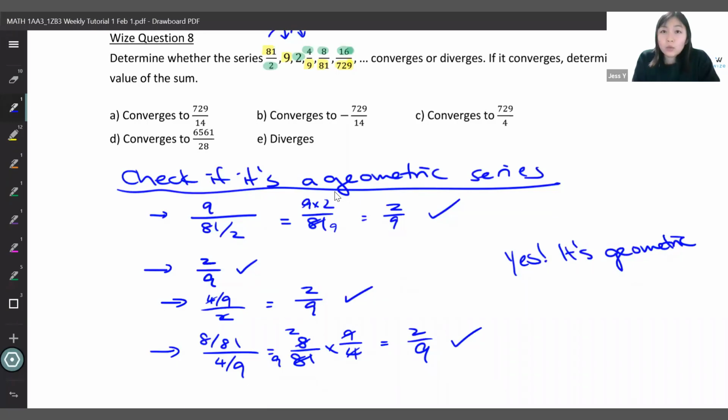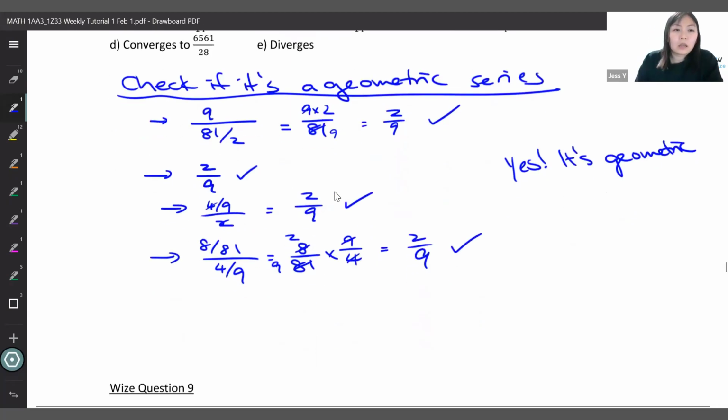So if it's geometric, we have a way to tell if it converges or not. If the absolute value of r is less than 1, it converges. If it's greater than or equal to 1, then it diverges. So r here is just your 2 over 9, and the absolute value is definitely less than 1. Therefore, it converges.